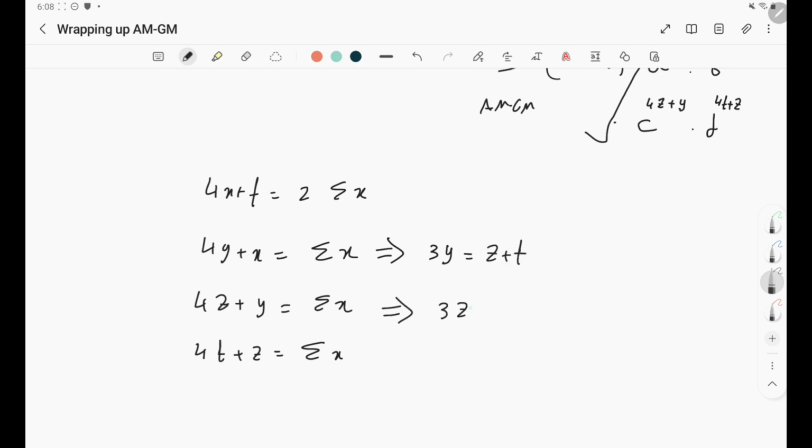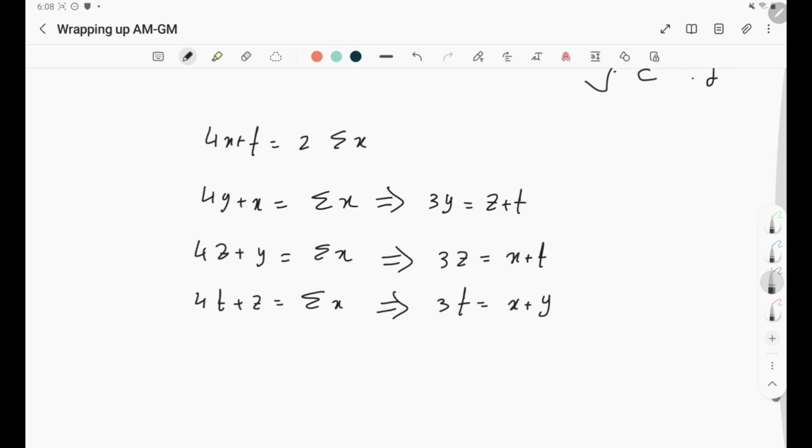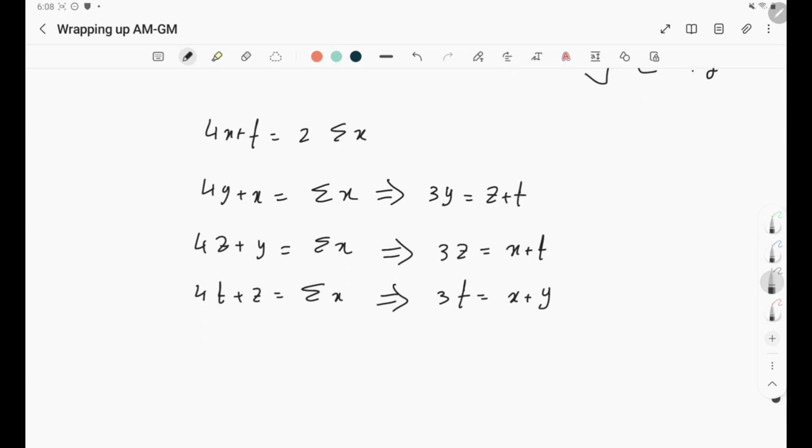Here 3z is equal to x plus t, and here 3t is equal to x plus y. Alright, we have these simple three equations. Let's see how we will work with them. Well, one technique I'm thinking of is, for example, if you find x from here, it is 3t minus y, then we substitute it here, and then we go from that.